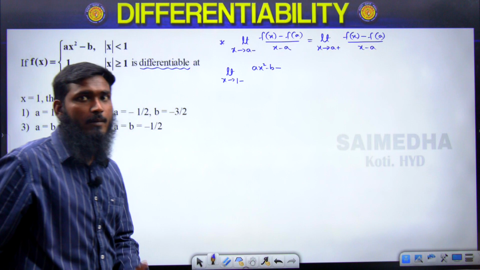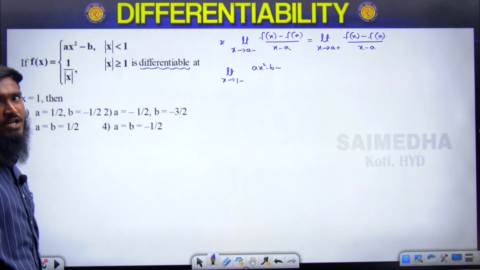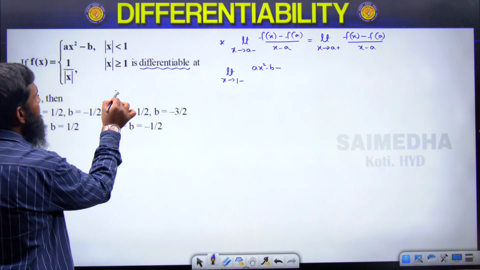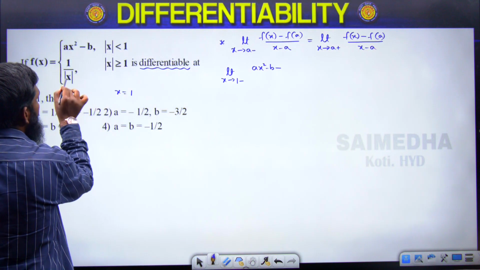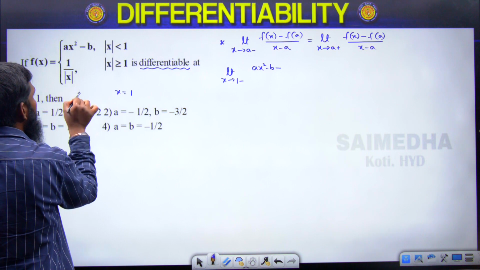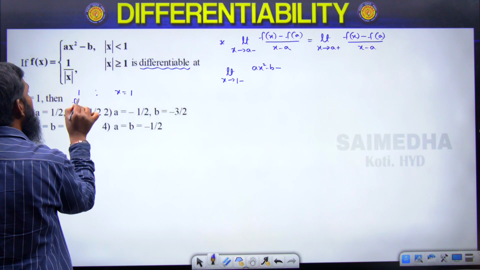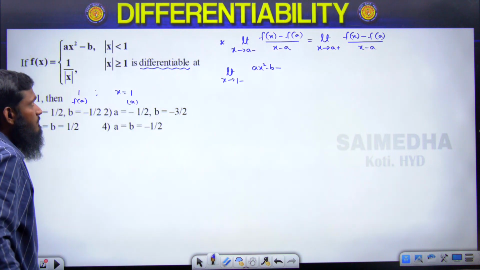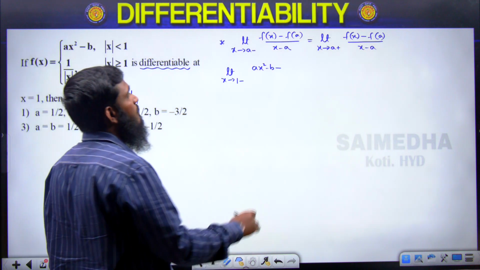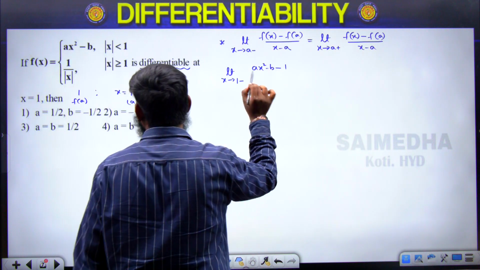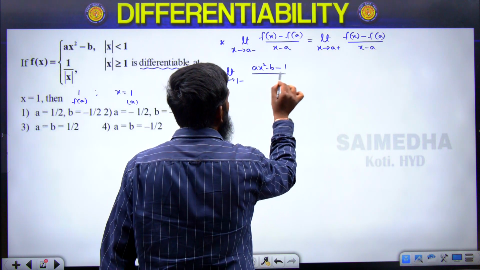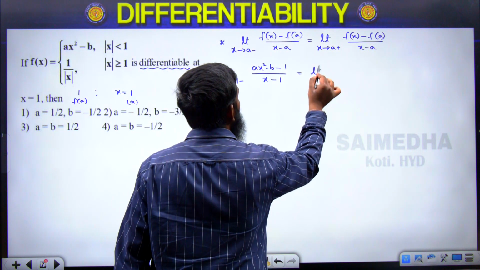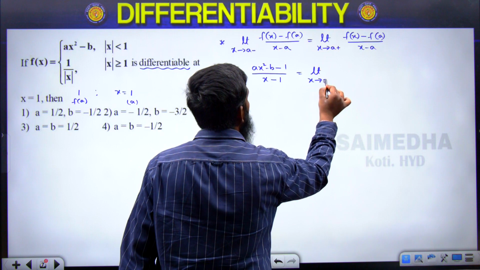What is f of a? Now listen carefully. F of a means function value. Function value means what we have to take? X is equal to 1. X is equal to 1 means we are substituting over here, mod 1 is equals to 1, 1 by 1 is equals to 1. Okay. So this is f of a value. Now minus 1, because f of a value is equals to 1, divided by x minus a value, which is 1, which is equals to limit x tends to a plus.